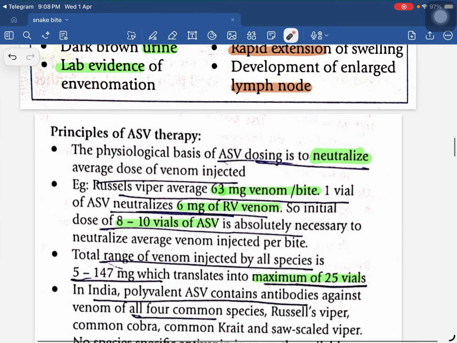Since Russell's viper, for example, releases 63 mg of venom per bite, and one vial of ASV can neutralize 6 mg of Russell's viper venom, that's why the initial dose is 8 to 10 vials of ASV, because 63 divided by 6 is approximately 10 vials. So that's why initially we will give 8 to 10 vials of ASV.